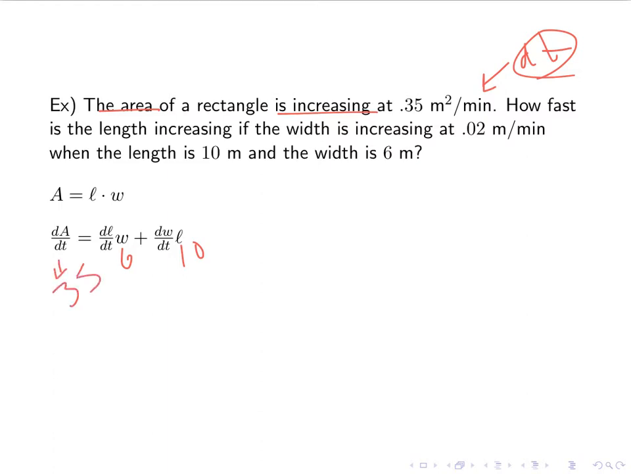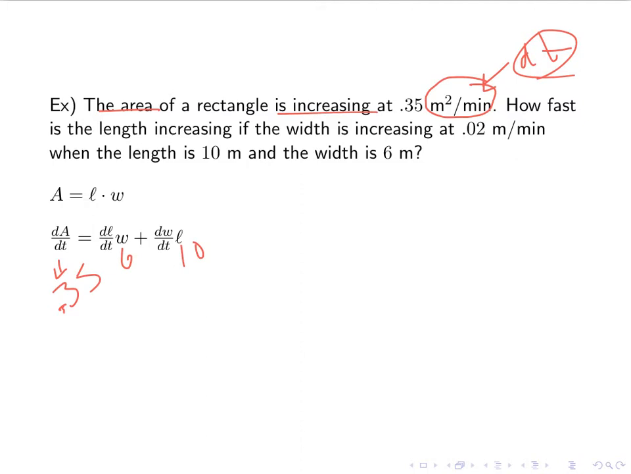So dA/dt must be, what's a decimal point? 0.35. Another way that I can tell that is, again, the units. m², meters squared, that's area, per minute, that's time, dA over dt.